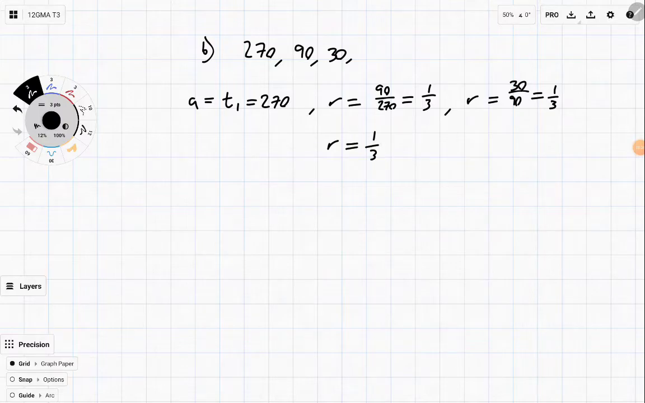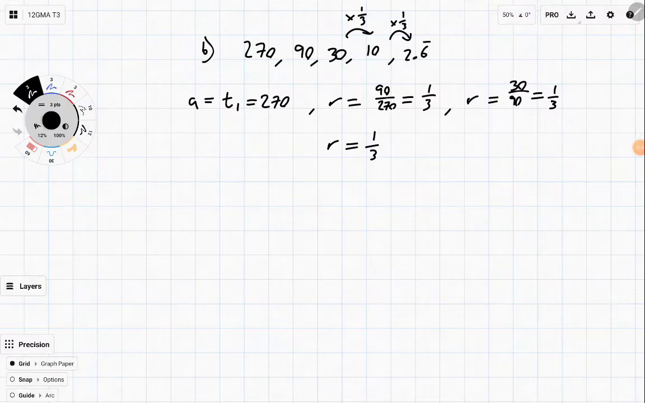So if I wanted to generate the next one, I could multiply by a third. That would get me 10. And then I could multiply by a third again. And that would get me 10 thirds, or 3.33 recurring.